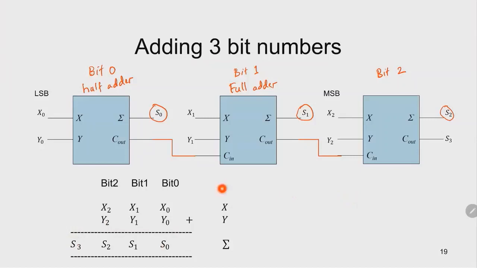Okay, so that is a simple example of how you can make use of a half adder and full adders to build simple bit additions, or in this case 3-bit additions.